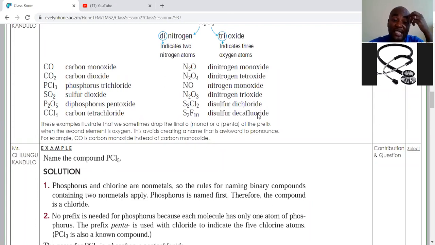So it's just nitrogen followed by one oxygen, so nitrogen monoxide. Then sulfur S2Cl2, so sulfur is 2, so you say disulfur, then dichloride. So those are the things.